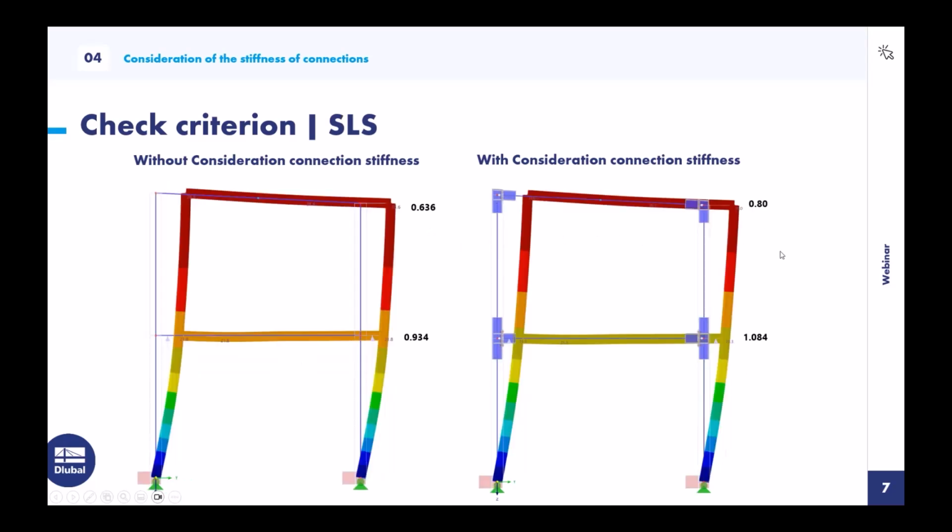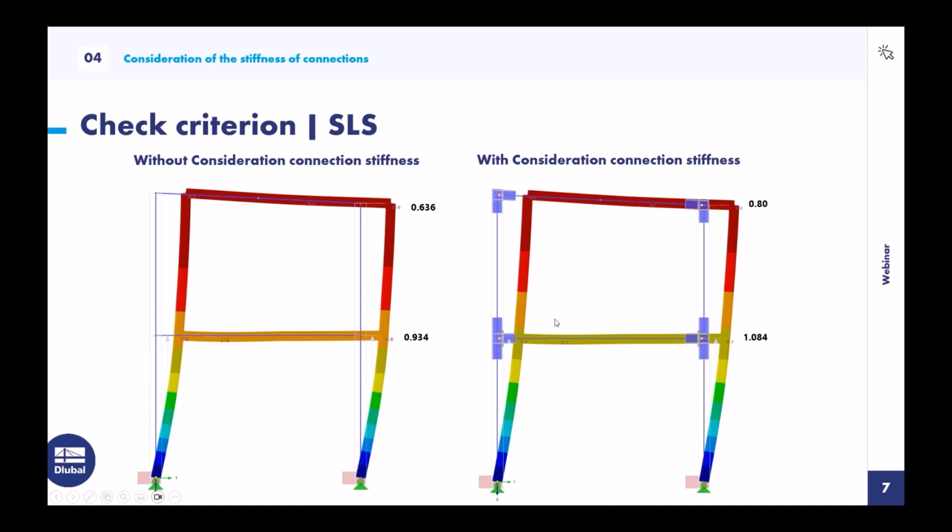But when I go to the next slide, the check criterion for the serviceability limit state, you can see there are differences. And for example, for the height of the platform, you get a design ratio of 93%. And with the consideration of the connection stiffness, 108%.